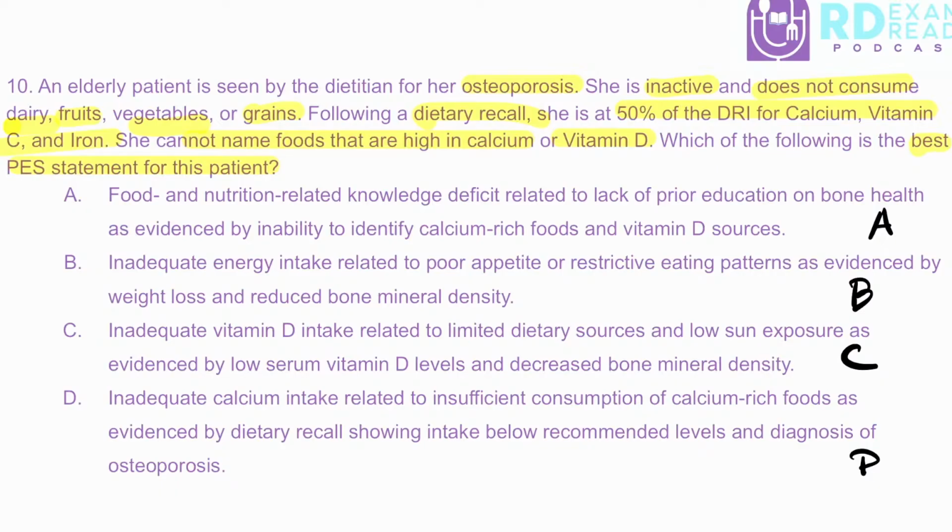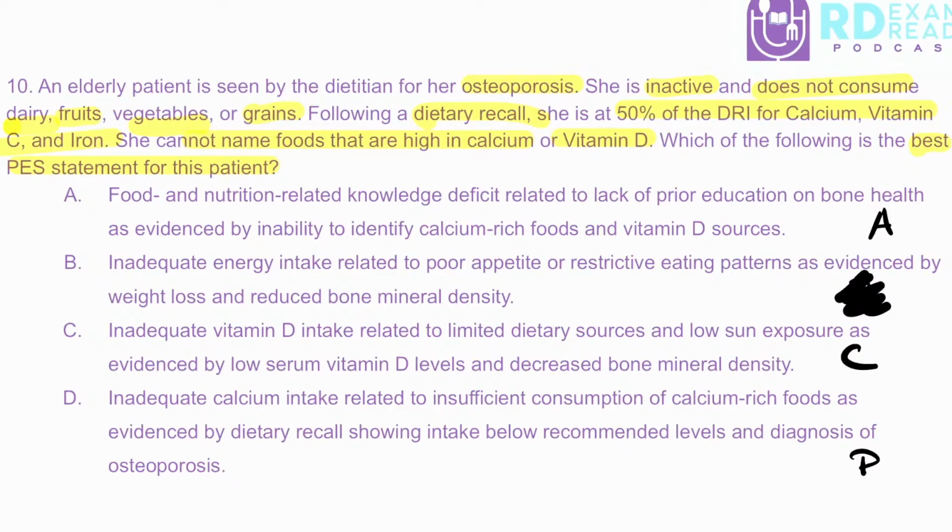B, inadequate energy intake related to poor appetite or restrictive eating patterns, as evidenced by weight loss and reduced bone mineral density. Off the bat, folks, this one leaves a bad taste in my mouth, and I have several reasons why. One, we do not know if she has inadequate energy intake. It never said anything about her not eating enough calories. I didn't hear her say she has poor appetite at all, or even weight loss. So I would rule that out. B is just not a good fit because they're generalizing. This is not actual data that we're finding.